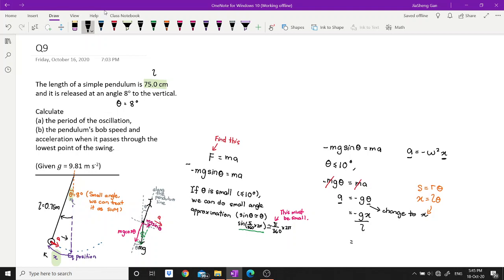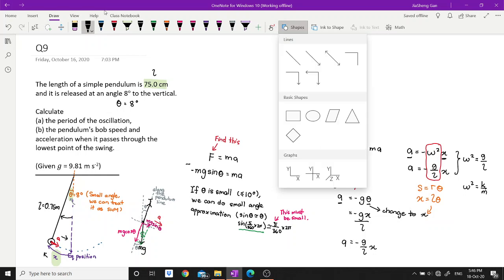Now it will be a equals negative g over L times X. Now you can successfully compare this with negative... You can compare these two equations to figure out that omega square is actually equal to g over L. This is similar to what we did last time with a spring mass system. Last time it was omega square equals k over m. Now it's omega square equals g over L.